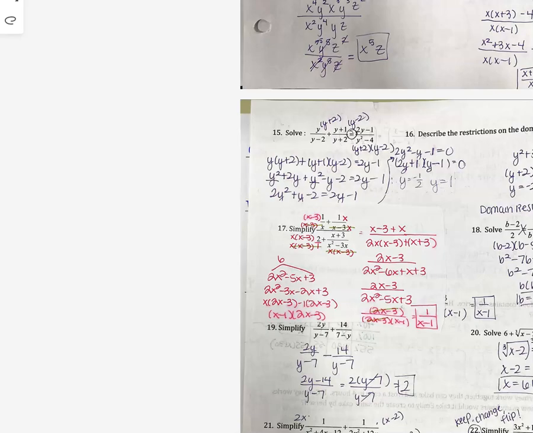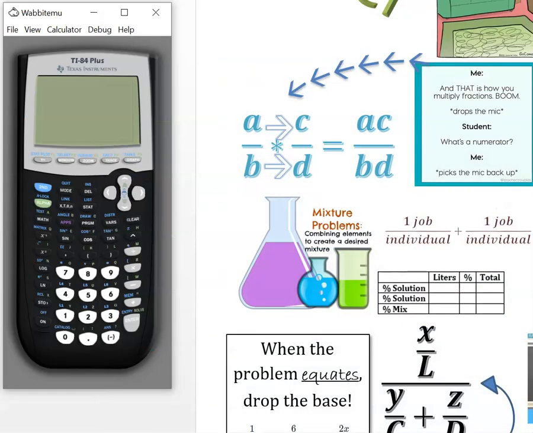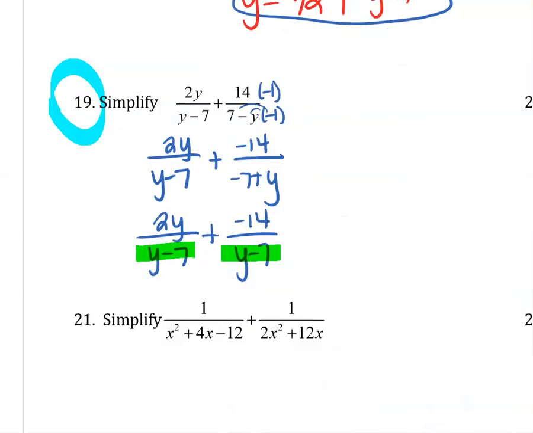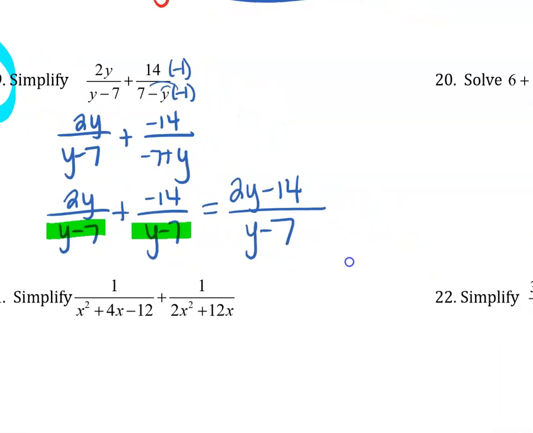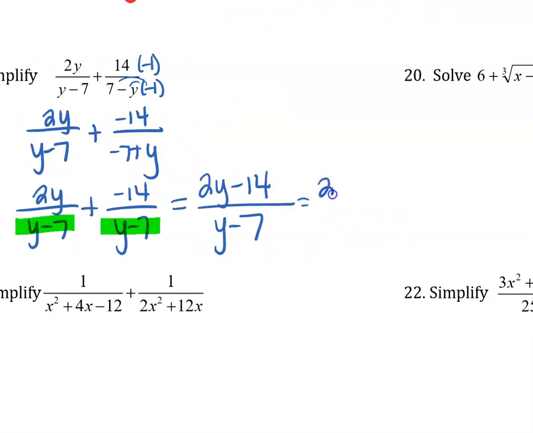Now, do not drop denominators. Hold on a second. There we go. Do not drop the denominators here. This is an expression, not an equation. So this is not when the problem equates, drop the base. This is simply just a simplify. So now that I have the same denominators, keep the denominators and add the numerators. Now from there, I'm noticing there's a GCF of 2.